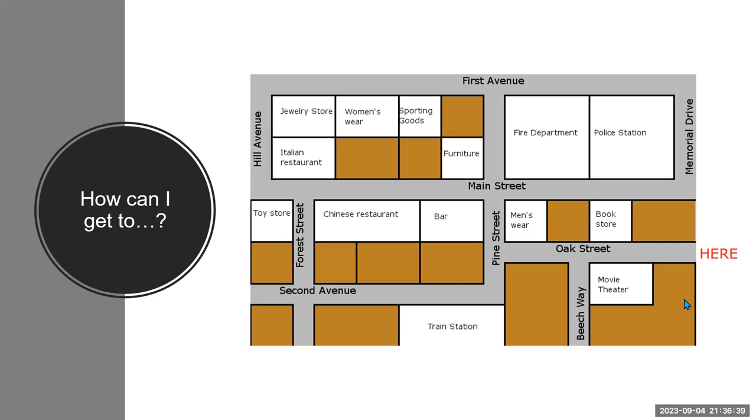Okay, but what about if I am here and I need to drive? How can you explain to me what street or avenue I need to take in order to reach that place? Okay, you can go to the main street and turn right. How many blocks do I need to move? In the second block, turn right onto Hill Avenue. Oh, okay. Don't forget the number of blocks. Okay.